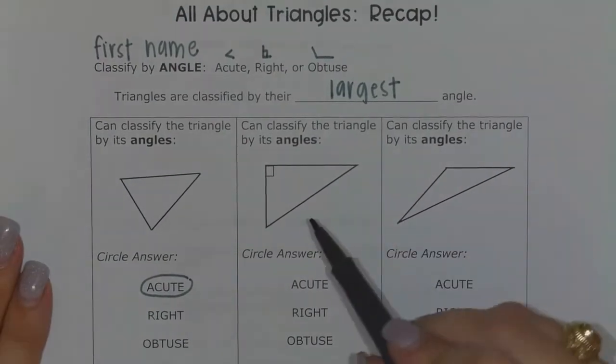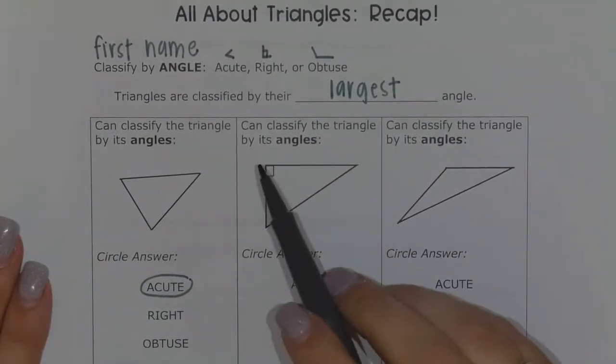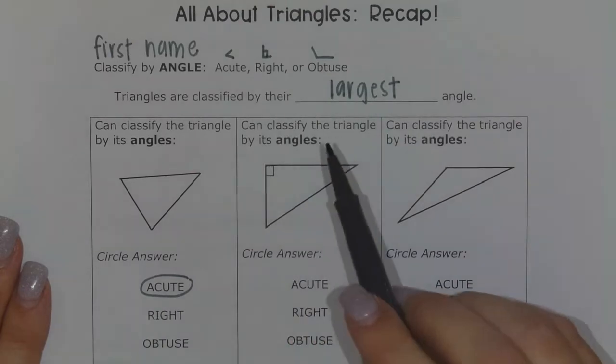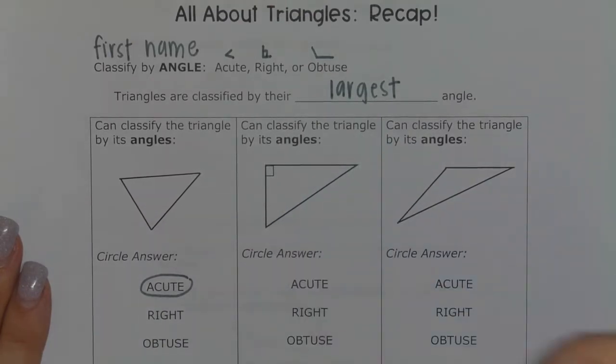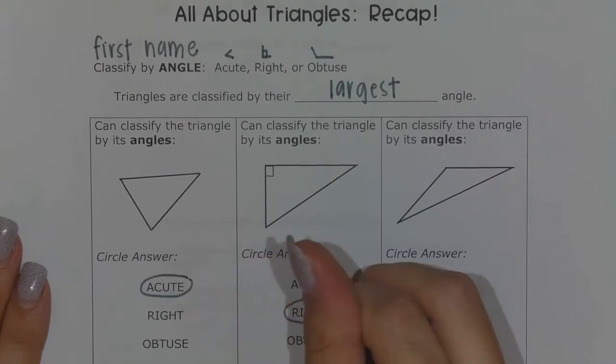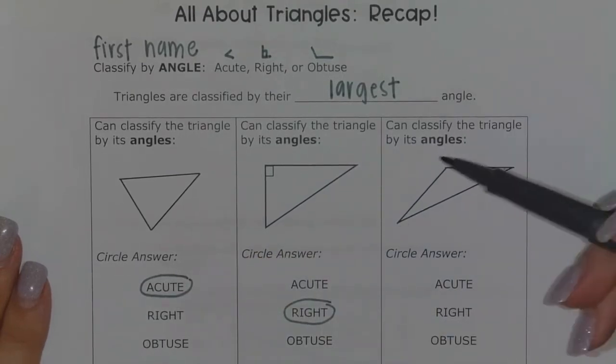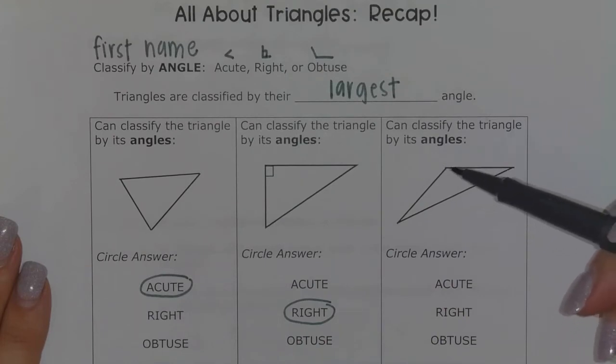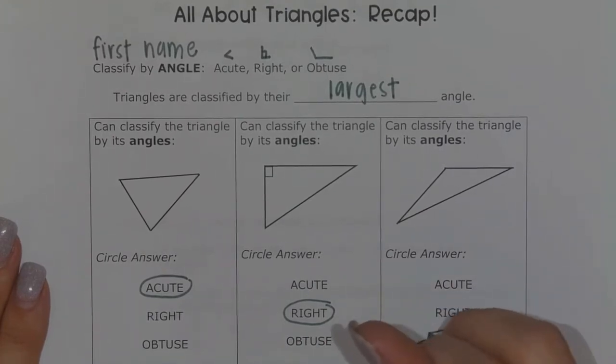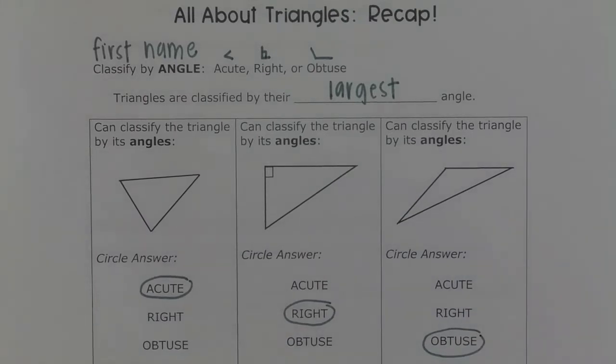When I look at this one, I see two acute angles and one right angle. But again, I want the largest one. So my right angle is going to be the largest. And then when I look at this one, these two look acute, but this one looks obtuse. So the largest one would be obtuse. So that's how a triangle gets its first name.